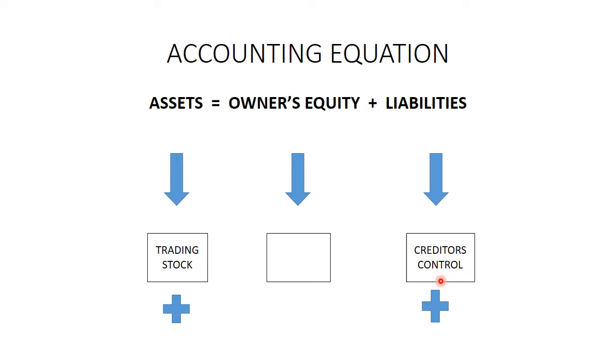Both of these accounts are increasing: one account is debited, which is trading stock under assets, and the other account is credited, which is under liabilities. Owner's equity is not affected. So if trading stock was bought for 1,000 rand, that means we are owing these companies or entities 1,000 rand. So your assets are positive 1,000 rand, equal to positive 1,000 rand. Your accounting equation is balanced.